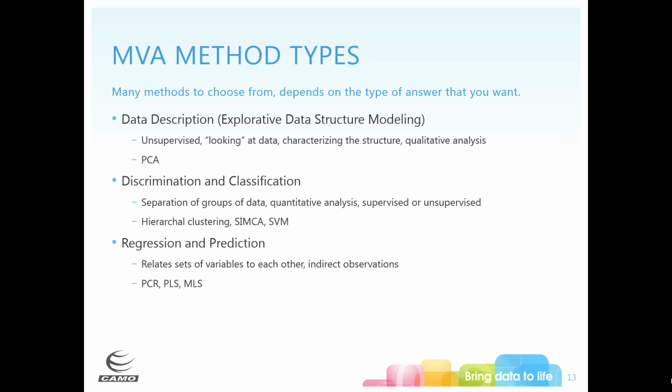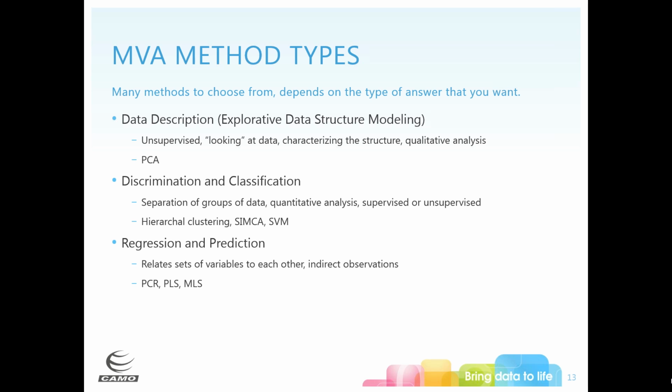You can also do discrimination and classification. So you're looking at trying to separate groups of data, quantitatively separating them. This can be either supervised, where you already know what your groups are and you're trying to figure out which things are in which groups, or it can be unsupervised, where you don't know what the groups are and you're trying to discover that. Some examples of this will be hierarchical clustering, SIMCA, and support vector machines.